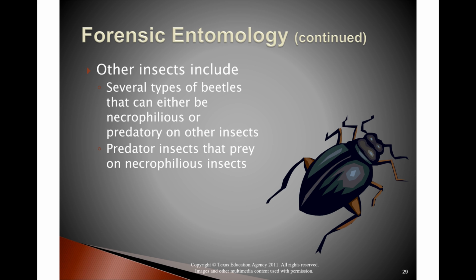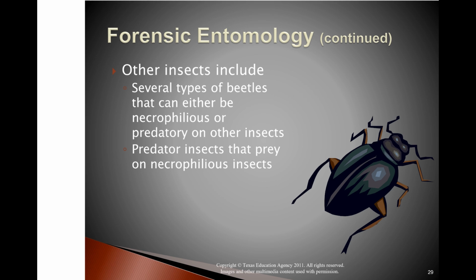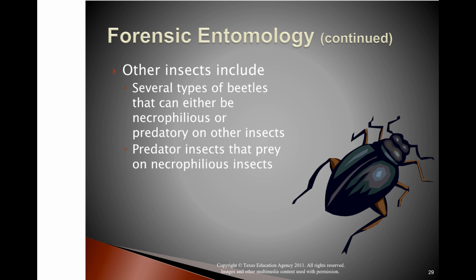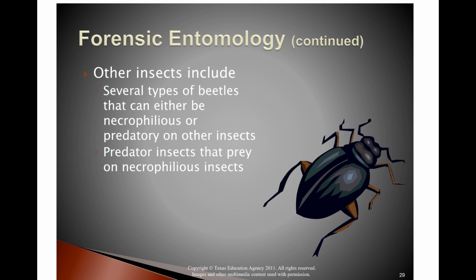Along with our blowfly, we will also find several types of beetles, and the beetles are sometimes necrophilious, but sometimes they're just predatory on other insects that are feeding off of this carcass. So we'll find different types of beetles, and those beetles can either themselves be necrophilious, or they can just be predators of insects that are necrophilious.